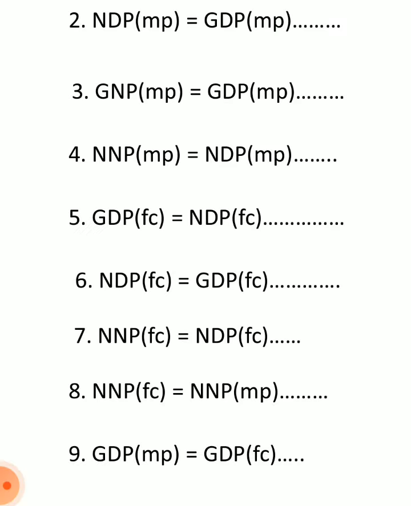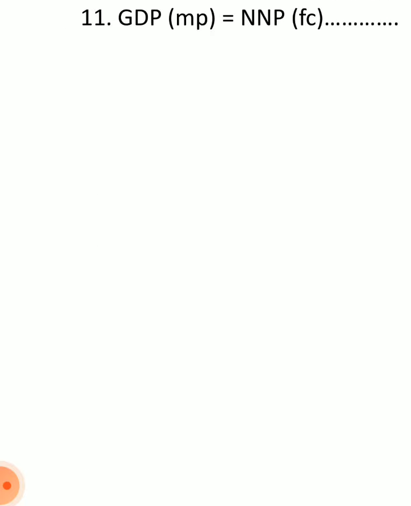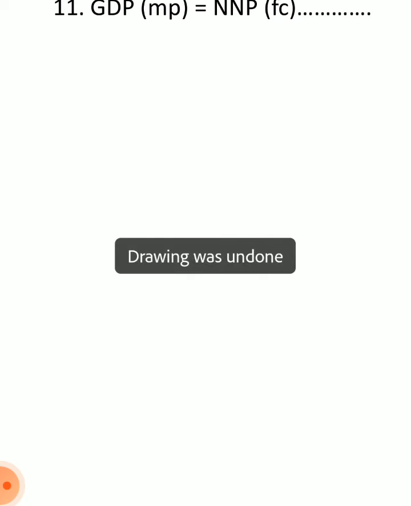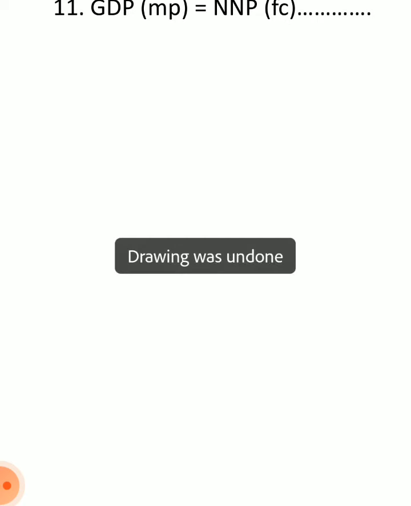Now suppose, let's take this one, the 10th one. What is written here? GDP MP, and we have to convert GDP MP into this one, NNP FC. So we will convert step by step. First we will see the element which is in the first place. What is in the first place? G, and here it is N. So we have to convert G into N.